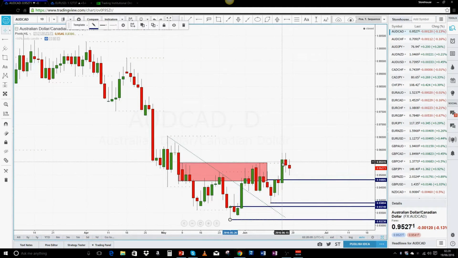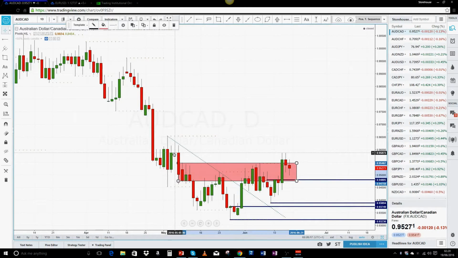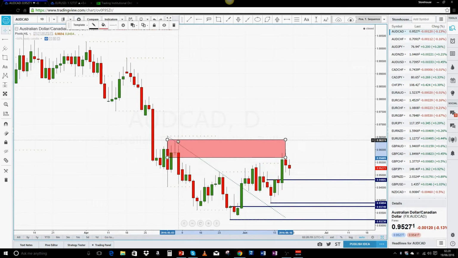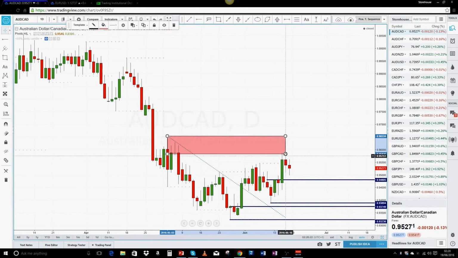But what did it do? It gathered enough strength to take out all of this supply. You'll see it's punched through it. It's now come up into this not so well defined supply zone, but a supply zone nonetheless because of the fall away. So this is the rally, the base, and the drop. The rally, the base, and the drop away. Price is now reacting to that.